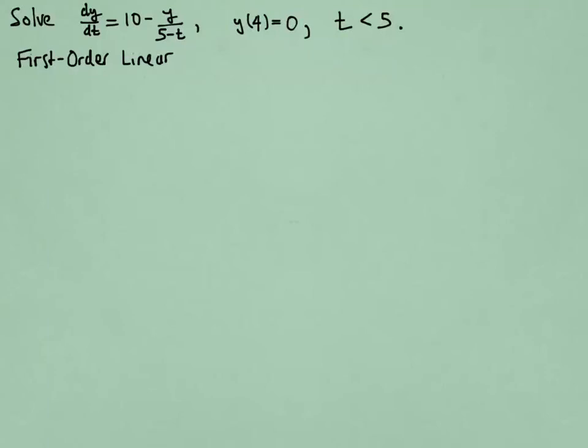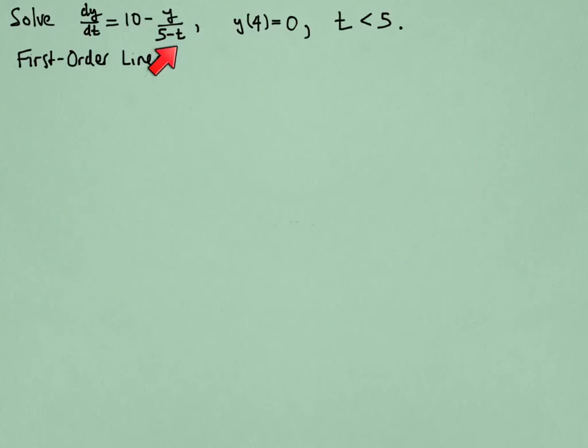In this video, we'll look at a first-order linear problem, which is also an initial value problem. The differential equation says y prime is equal to (10 minus y) over (5 minus t). So y is the function, and t is the independent variable. It's supposed to satisfy this initial value: at t equal to 4, y is equal to 0.